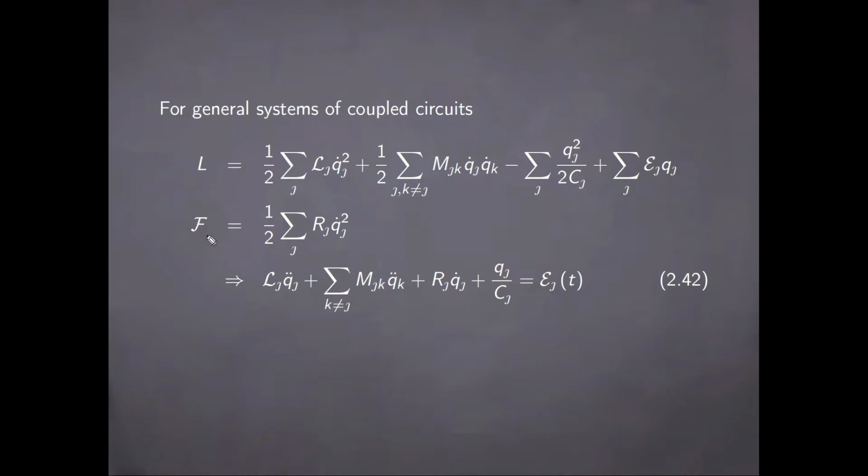In any case, to this Lagrangian, we need to add a dissipation function, which includes the dissipative effects of all of the resistors present in the circuits, and as such the equations of motion follow immediately through the prescription presented here.